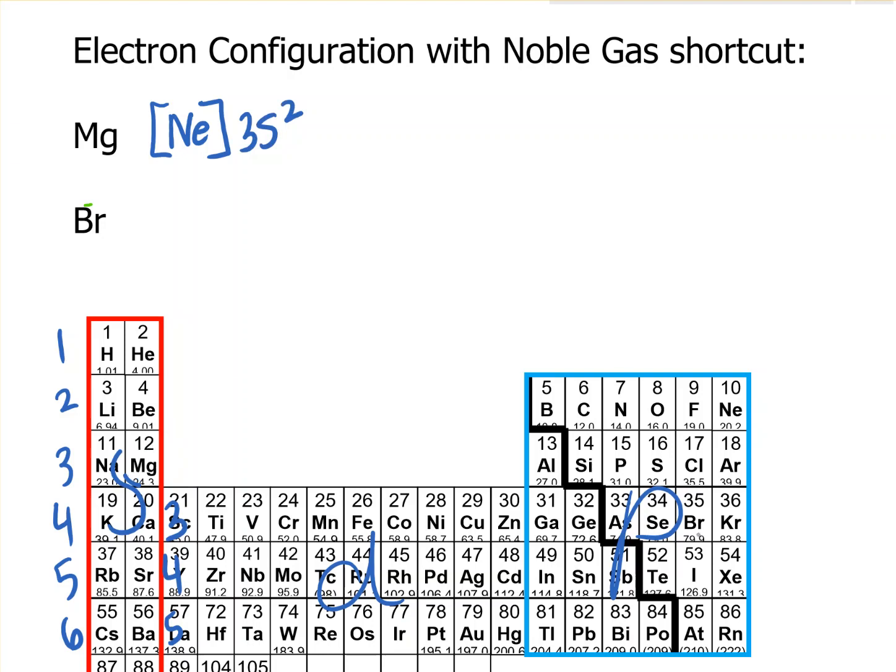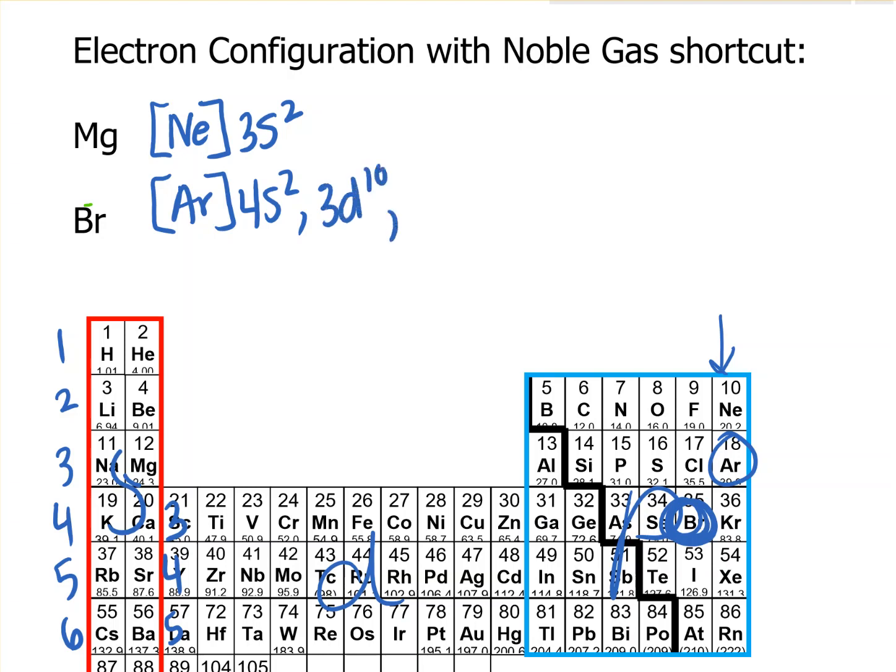Okay, let's try bromine. Bromine is here. What noble gas will I use? So I just back up until I get to a noble gas. You know, these on the end are the noble gases. I get to argon, and then I just continue and write all the rest until I get to bromine. So I'll say 4s2, 3d10, and then 4, I'm back to 4 because this is 4 here. 4p5.